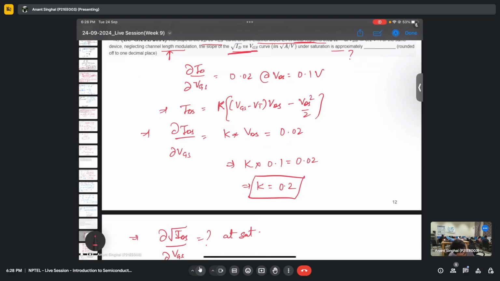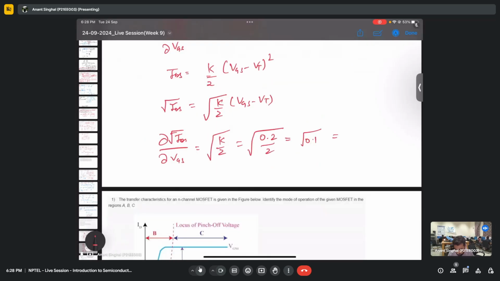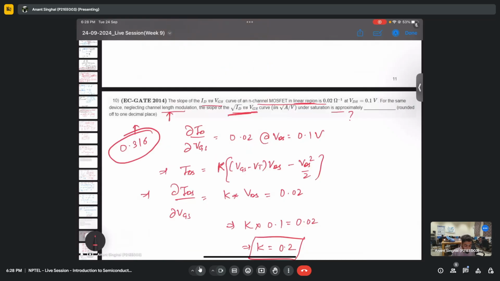So it is 0.2 divided by 2, so it is under root 0.1, which is what? Please let me know what is under root of 0.1. Okay, so it is 0.316. Yeah. So the answer to this question is, this is a GATE question which has no option, so the answer is 0.316. Is it clear to everyone? Yes, sir. Okay, good. So let's move ahead.